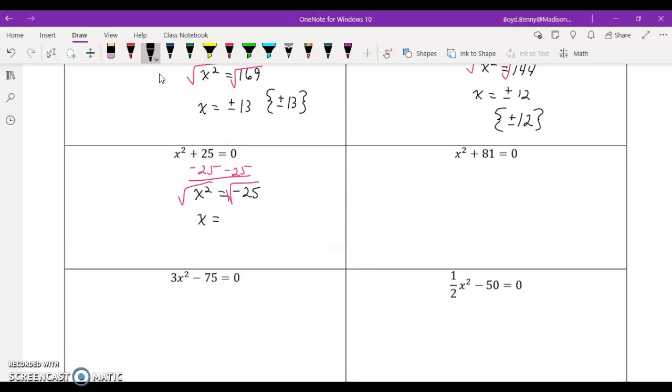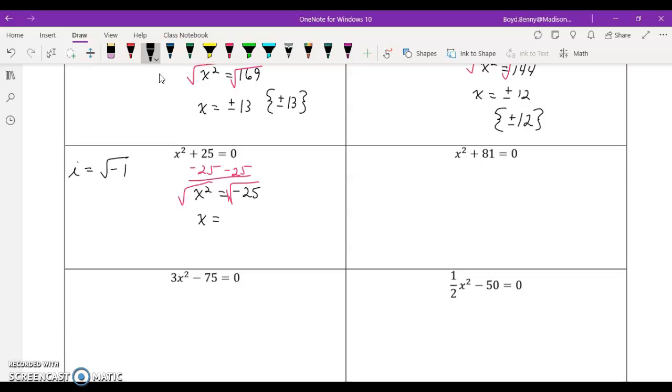Well, when we investigate this, we can't multiply a number by itself and get a negative number, because we know that a negative times a negative is a positive, and a positive times a positive is a positive. So we actually need a new definition here. And the new definition is i, the letter i, which stands for an imaginary number. i represents the square root of negative 1.